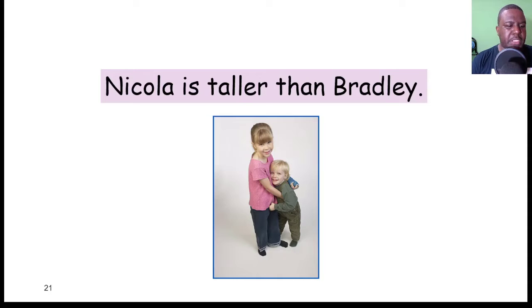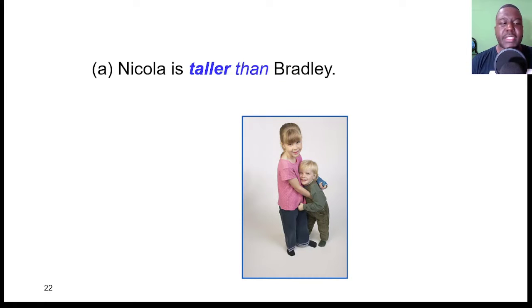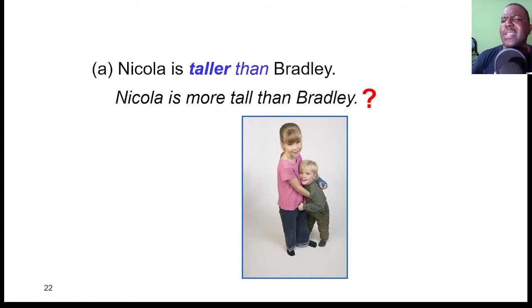Now guys, we have a presentation here. The first example is: Nicola is taller than Bradley. Okay, so the word taller than is the comparative. As you can see here, taller than is the comparative. Now, is it correct to say Nicola is more tall than Bradley? No, it's not correct, guys.